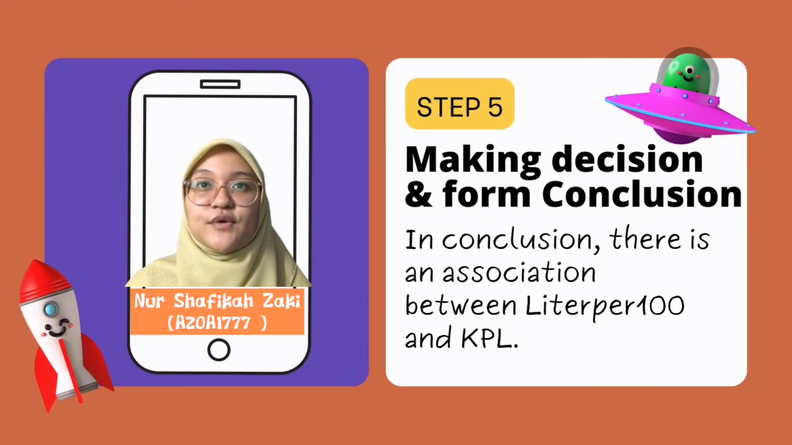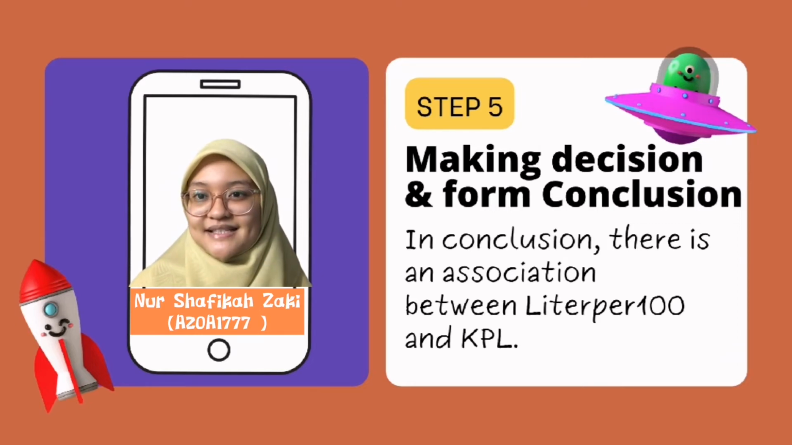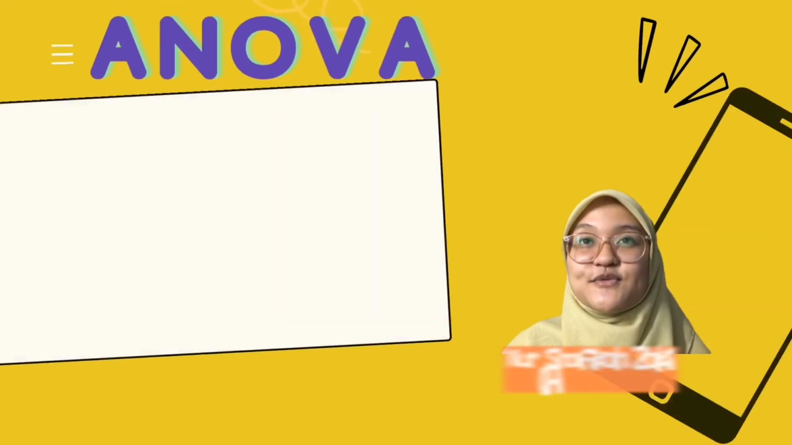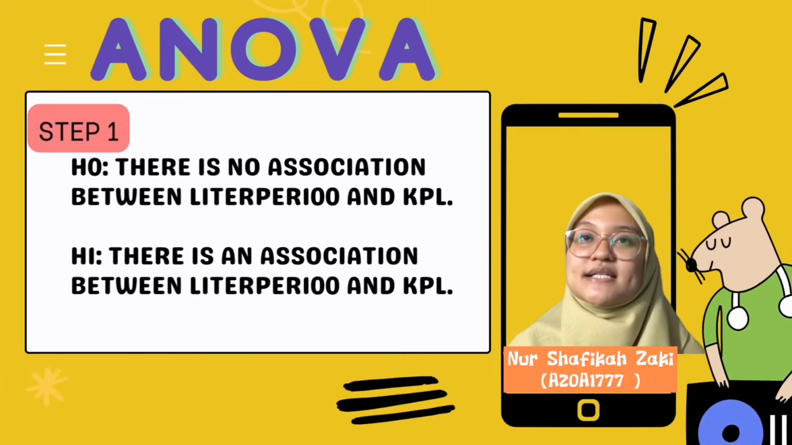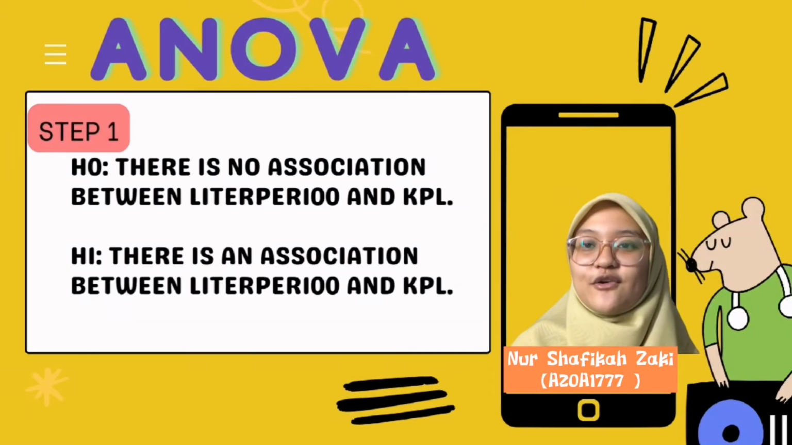The last step is making a decision and forming a conclusion. Since the decision has been made, in conclusion there is an association between liter per 100 and KPL, because we reject H null and H1 is accepted. Next, we move to the second test, which is ANOVA, analysis of variance.